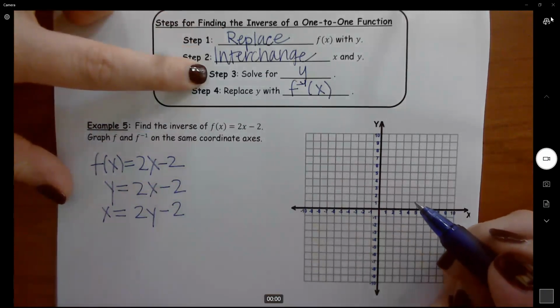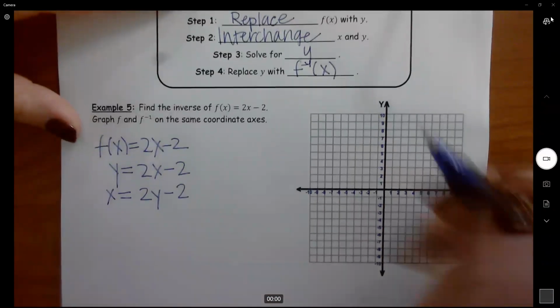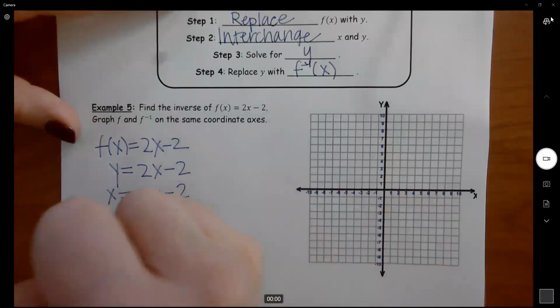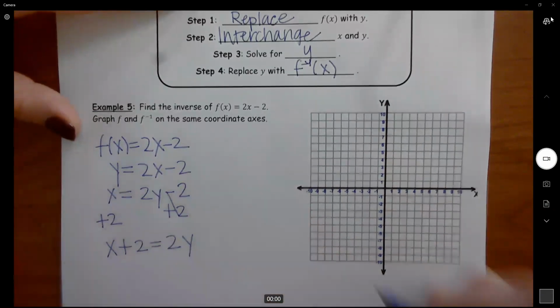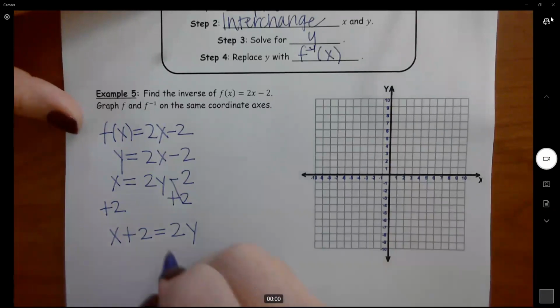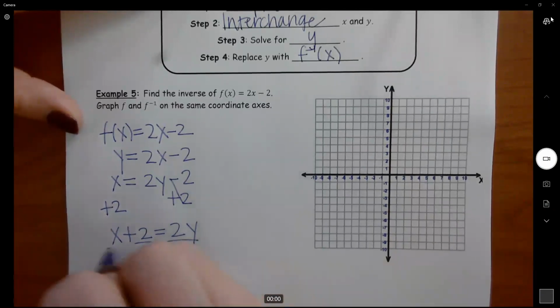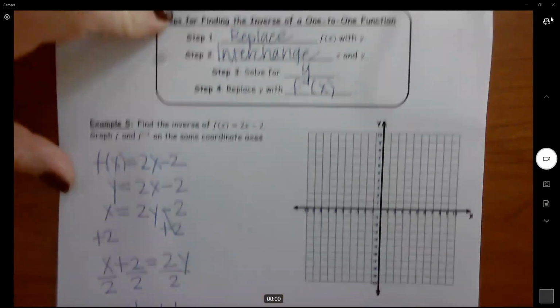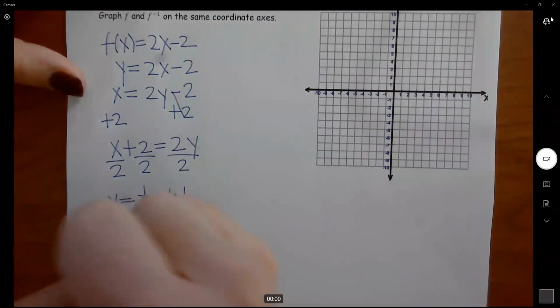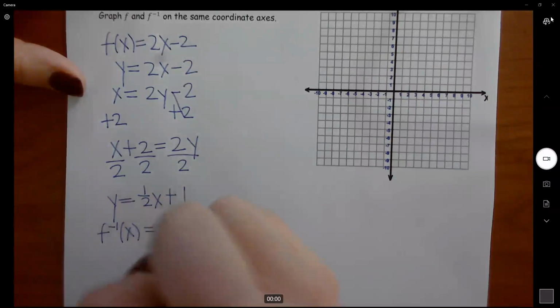Step 3, let's solve for y. So how would I get y by itself here? Well, I'm going to add 2 over. So I get x plus 2 equals 2y. Divide by 2. And when I divide by 2, I'm going to divide everything by 2. So I'm going to get y equals 1/2 x plus 1. And then my last step is to replace y with my notation for the inverse. So this is the inverse: f inverse of x equals 1/2 x plus 1.